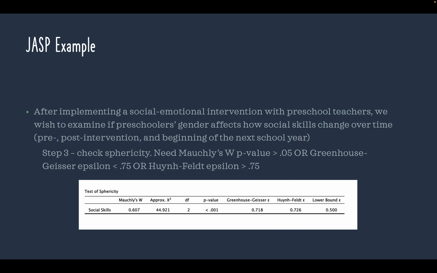All right, so let's start going through some of the output. So the first thing we need to do is check for sphericity. And we're going to go to our test of sphericity box. And again, as a reminder, we need Mauchly's W p-value to be greater than 0.05 to assume sphericity. And here we do not have that p-value greater than 0.05. So we cannot assume sphericity.